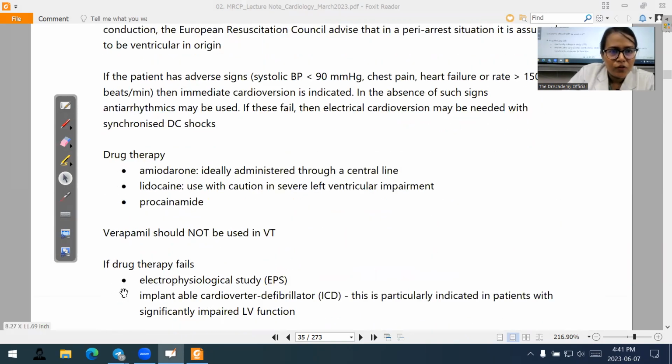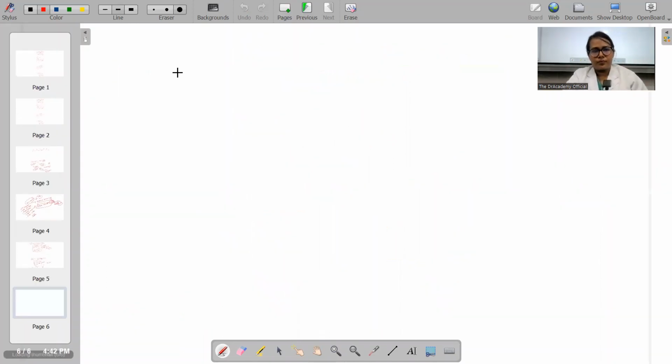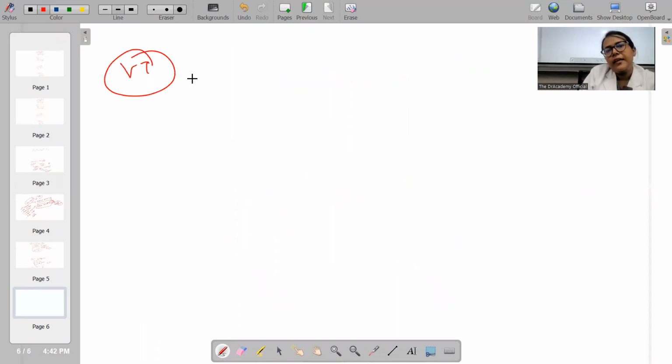Okay, drug therapy management. Go back to this one. We have discussed what makes VT different from SVT with aberrant conduction. Now, for the management of VT, sometimes it can be quite straightforward, because you should give a loading dose of amiodarone, okay? All this big talk just to give a loading dose of amiodarone, right?